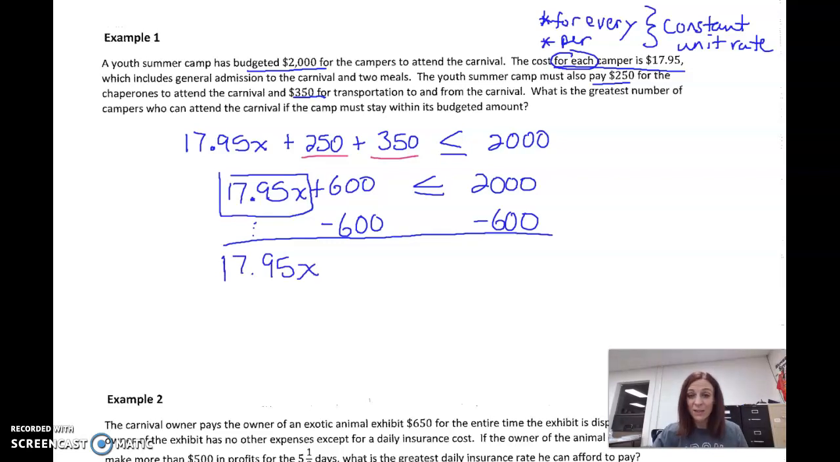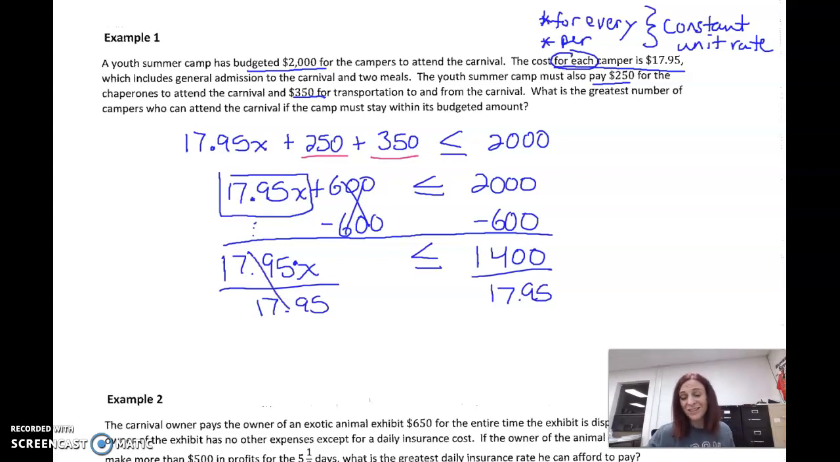Double check here. Are these opposites? If I took a calculator and added positive 600 plus negative 600, would I get 0? Yes. Bring down my inequality symbol. 2,000 plus a negative 600, or 2,000 minus 600, is 1,400. All right, so how do I undo this multiplication now? I divide. Whatever I do to one side, I do to the other.